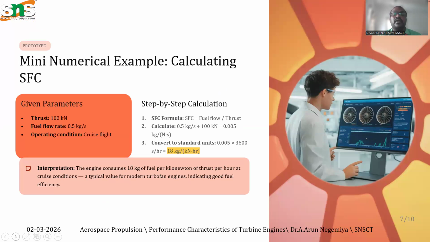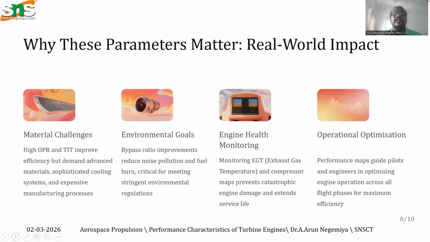Next one is calculating the specific fuel consumption. The given parameters are thrust, and fuel flow rate of 0.5 kg per second, and the operating condition is cruise flight. We calculate SFC equal to fuel flow divided by thrust. Fuel flow is 0.5 kg per second, divided by 100, so finally we get 0.05 kg. Converting to the standard unit, finally we get 18 kg. This is the specific fuel consumption.